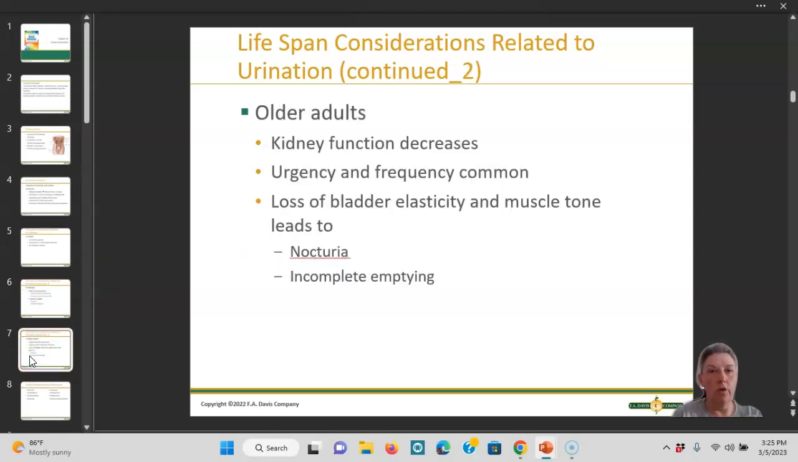Older adults, you have kidney function issues because the kidneys start decreasing in functioning, which increases their blood pressure, right? Urgency, frequency, loss of that bladder elasticity and the muscle tone. So that's why they're peeing at night. And incomplete emptying, because they've lost that elasticity, probably because they were nurses and didn't pee all day.